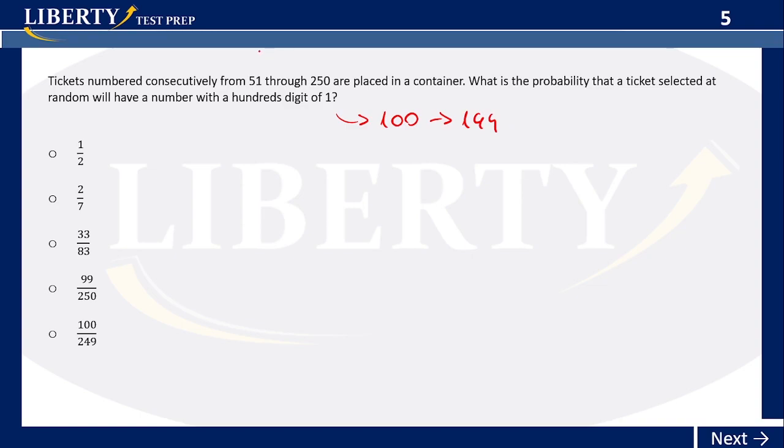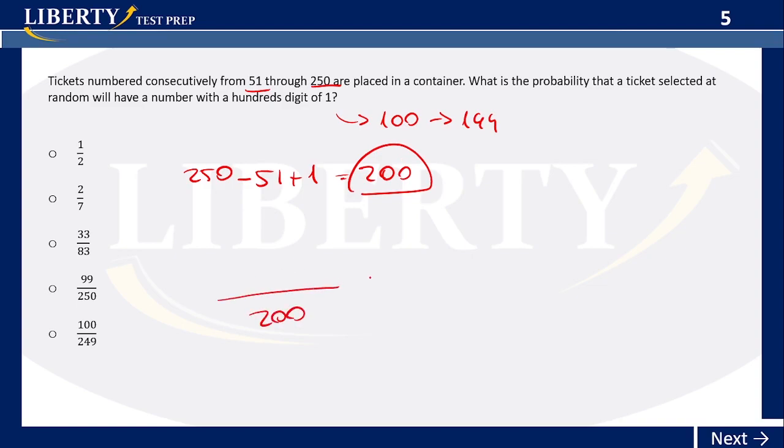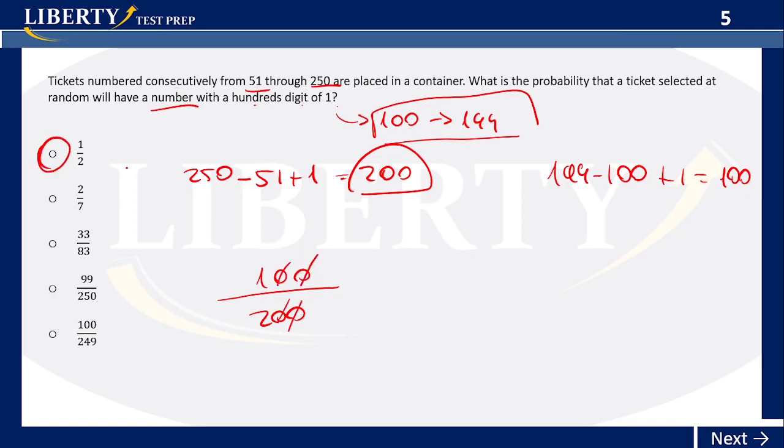Okay. Now let's say tickets numbered consecutively from 51 to 250. We first want to count how many tickets we have there. So it's 250 minus 51 plus 1, which is the same thing as 200. There are 200 tickets, so the denominator is going to be 200. Now, what is the probability of selecting a number with hundreds digit of 1? So how many such numbers do we have? 199 minus 100 plus 1, which is equal to 100. So here's my probability, 1/2. Okay, very easy, extremely easy.